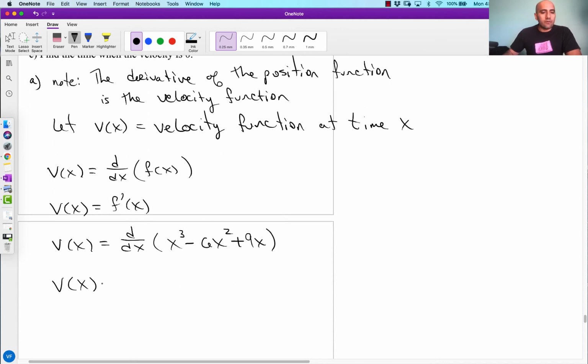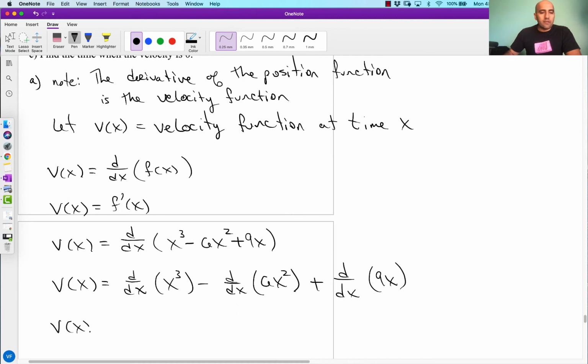So the derivative is going to be equal to the derivative of x cubed minus the derivative with respect to x of 6x squared plus the derivative with respect to x of the 9x, which means that the velocity function equals 3x squared minus 12x to the power of 1 plus 9 to the power of 0. We have a 1 there. We subtract, we bring down the 1.